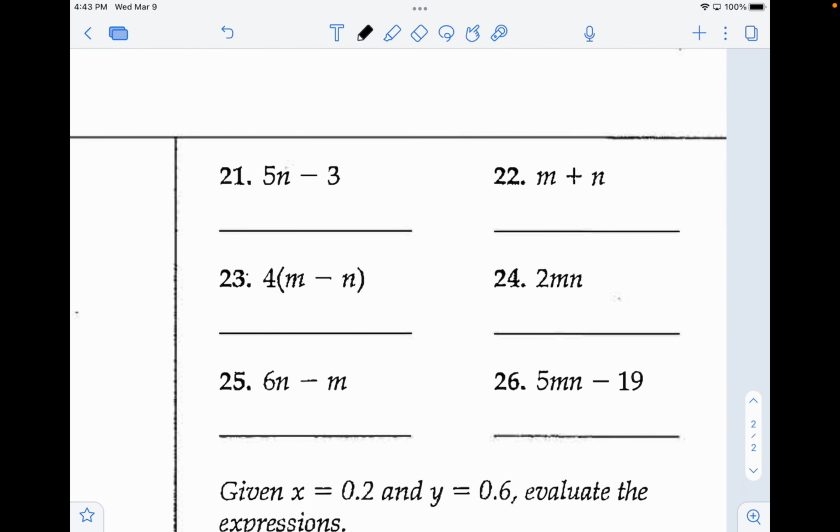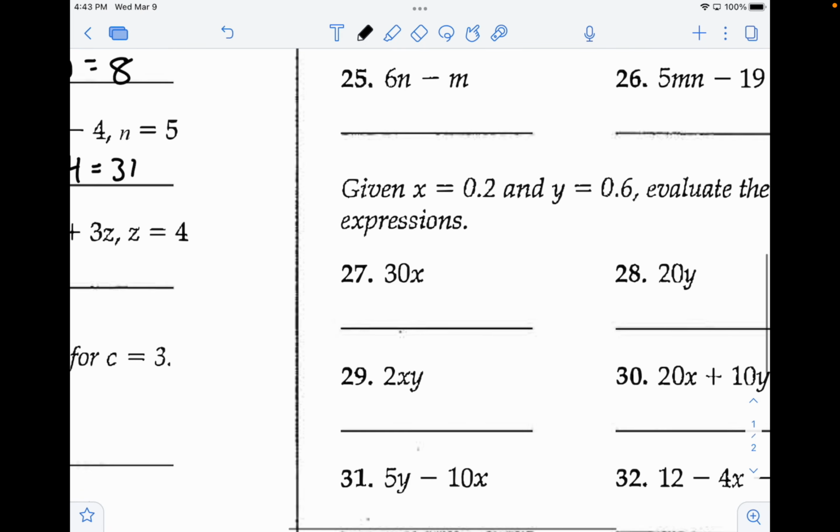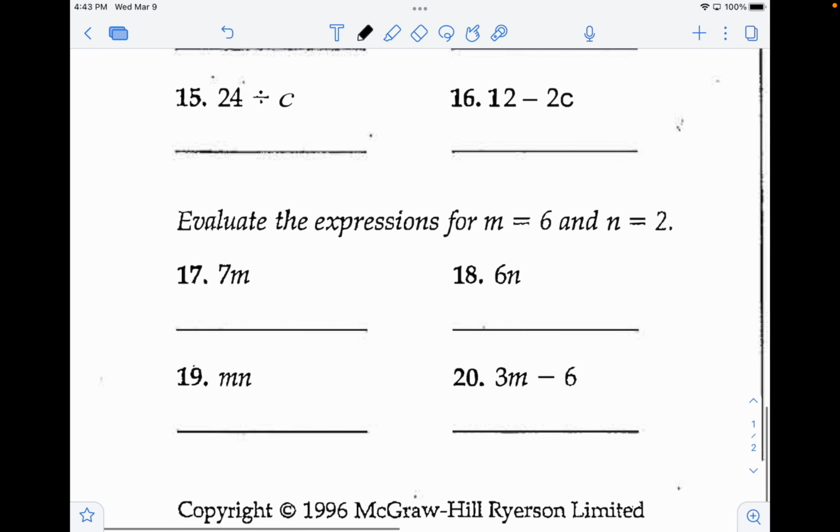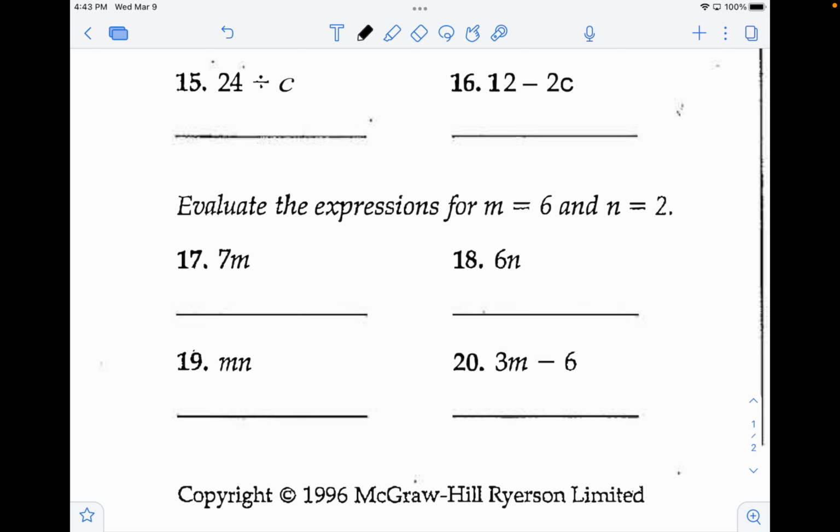Let's try a couple more here. Down at the bottom, evaluate the expressions for m equals 6 and n equals 2. We've got to be careful which variable we're using and make sure we use the correct value. So 7m, that's the same as saying 7 times m. As a reminder, we don't use the multiplication symbol there because that just looks like another variable. So we place our numerical coefficient and our variable side by side. That means we're multiplying those.